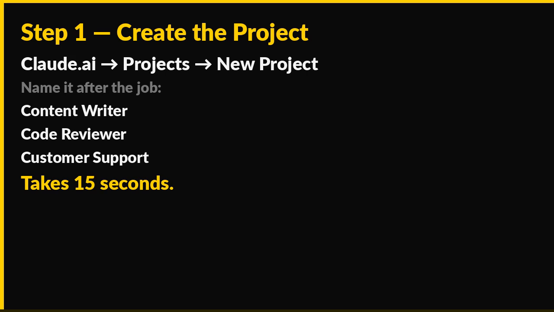Step 2. Write your project instructions. This is the system prompt that runs on every single chat inside this project. Be precise. State your role. State your output format. State what Claude should never do.